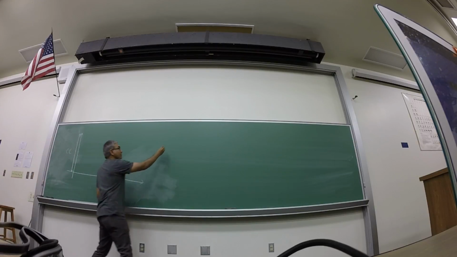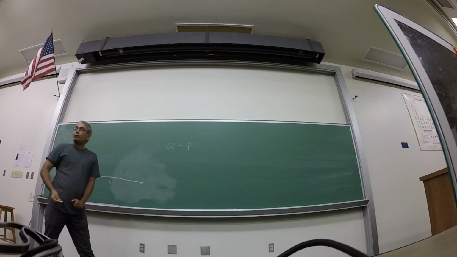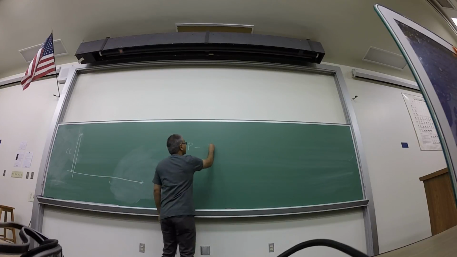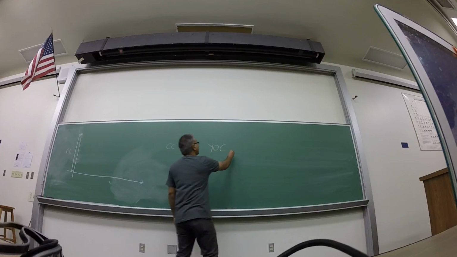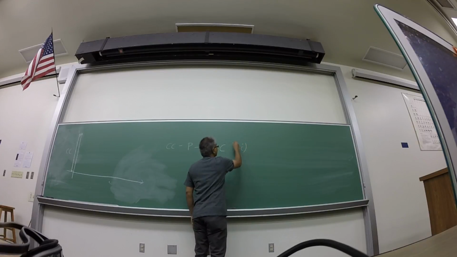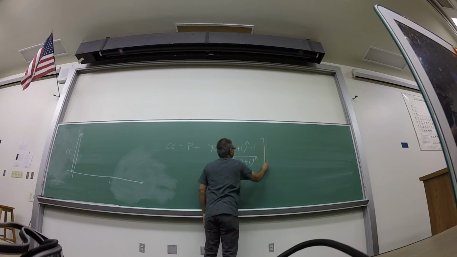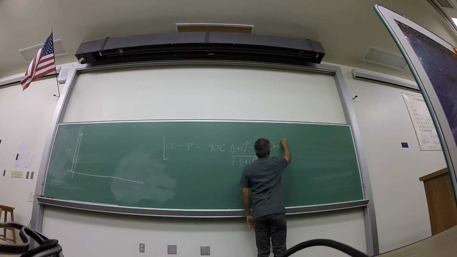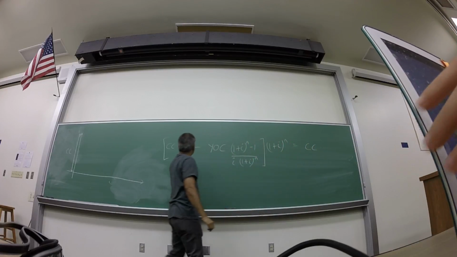And we said capitalized cost minus P, where P is the cost of the equipment, minus the yearly operating cost, the principal value of the annuity, which basically is (1 plus i)^n minus 1 divided by i(1 plus i)^n, times (1 plus i)^n, must be equal to CC. Okay? So this is a capitalized cost.